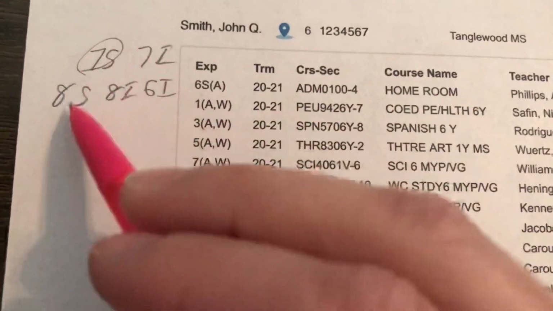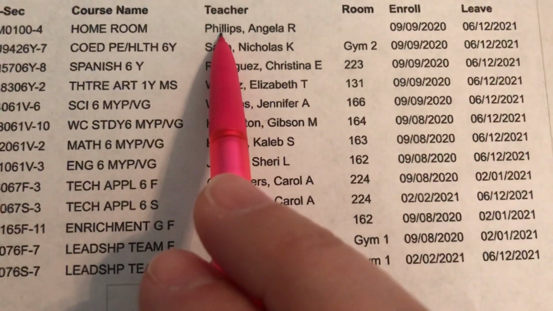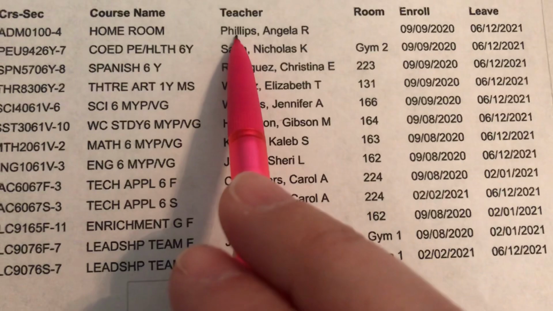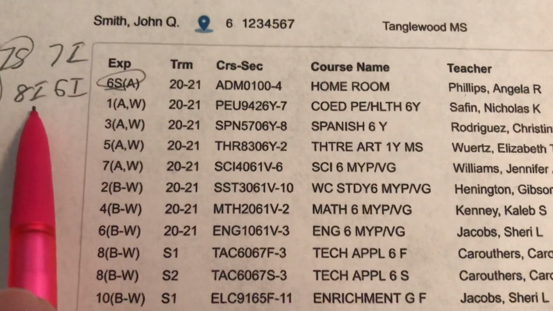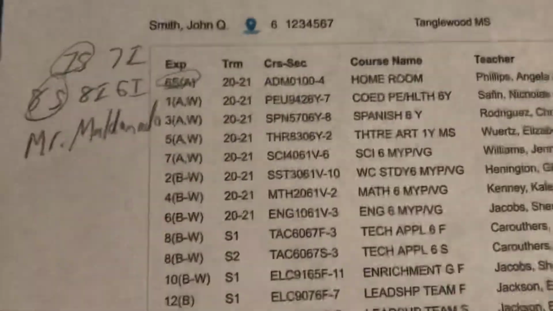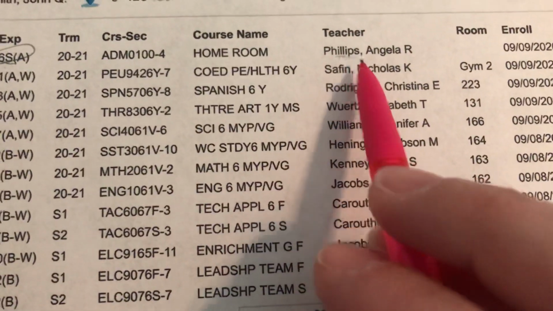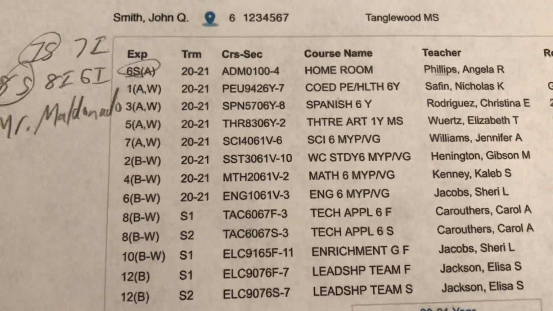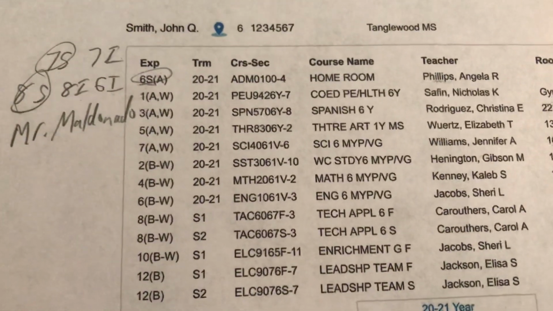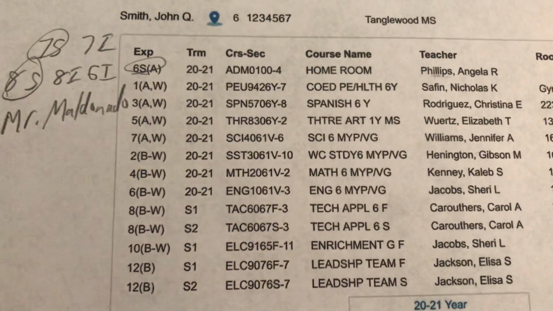The S's all have Ms. Phillips as your dean. And if you're in 8I, 7I, or 6I, then you have Mr. Maldonado as your dean, and you would see his name over here. That is not a class that you're actually going to go to. That just lets you know your dean. All right, so let's go on.